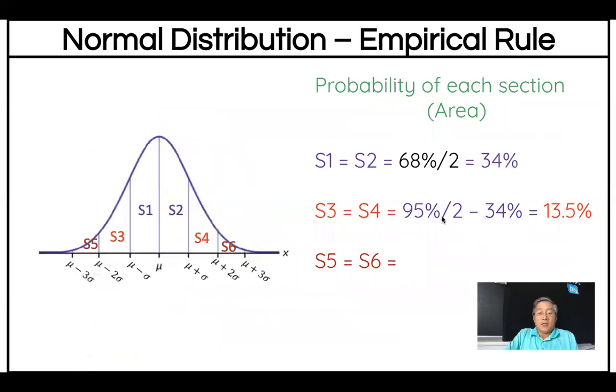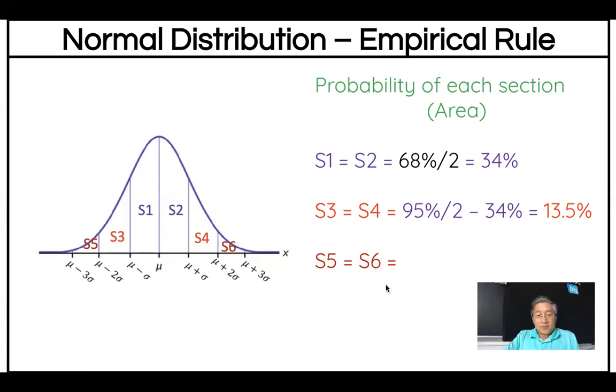We get it this way. The 2 standard deviation range is 95%, right? If you divide by 2, you can get only this section, half of it. So divide by 2, half of it. 95% of half is 47.5%. And then what do you do? Subtract the 34 from S1, right? 47.5 minus 34, then you will get 13.5% for S3. And you know that S4 is the same.